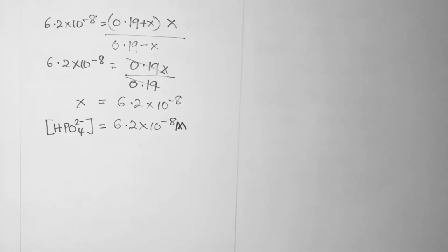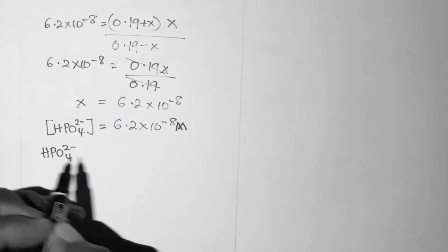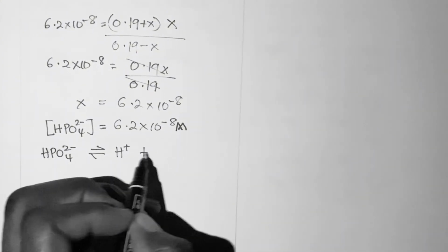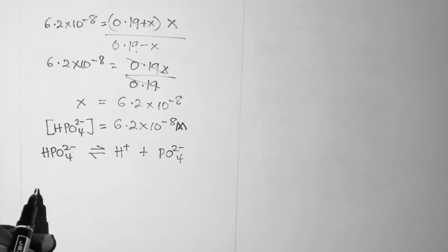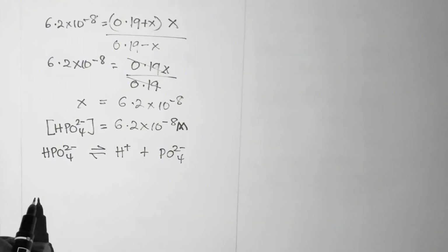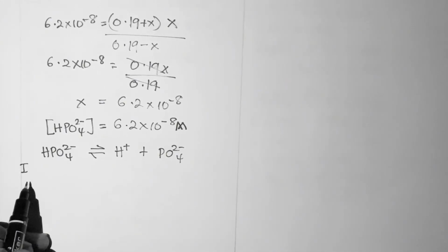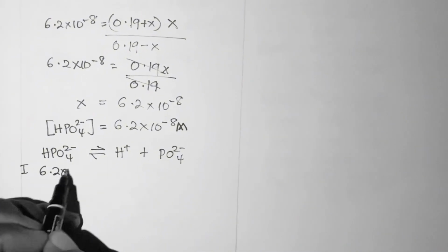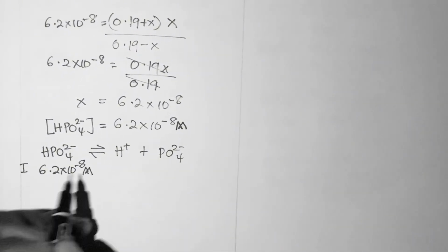Now let's write the equation for the third dissociation. So we know that the HPO4 2 minus will further dissociate into solution to give us H plus and PO4 2 minus ions in solution. So the initial concentration of HPO4 2 minus is 6.2 times 10 exponent minus 8 molar.